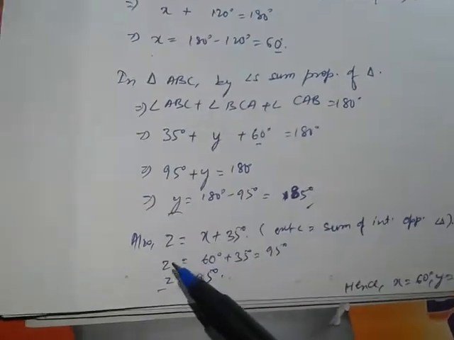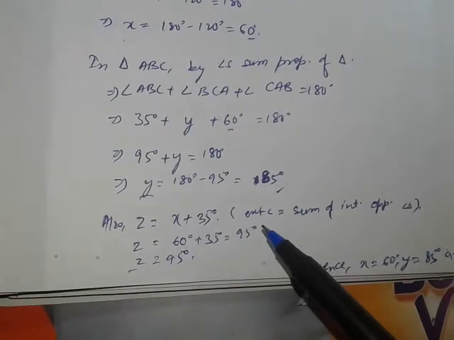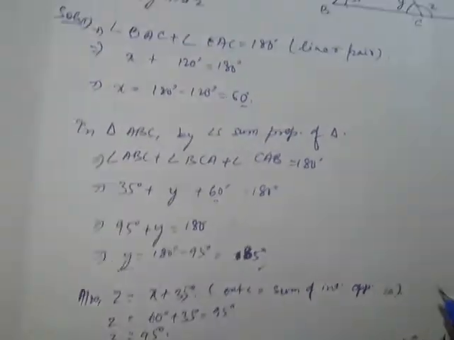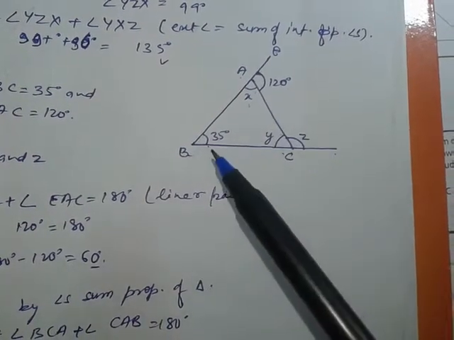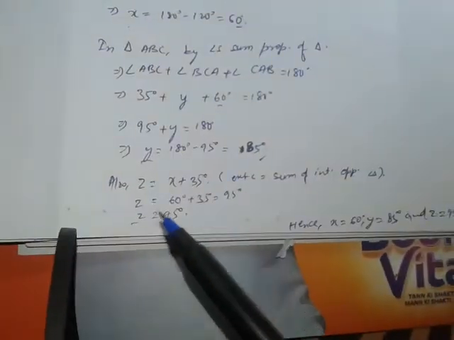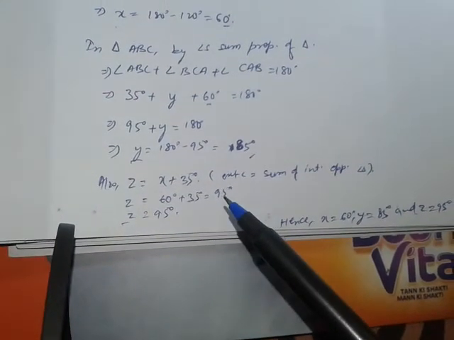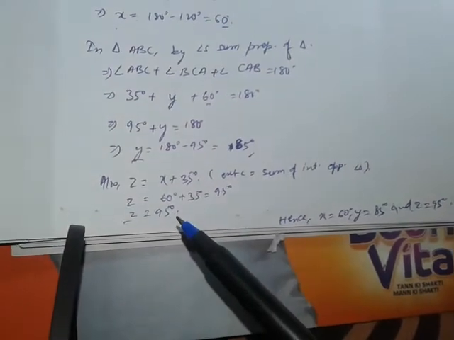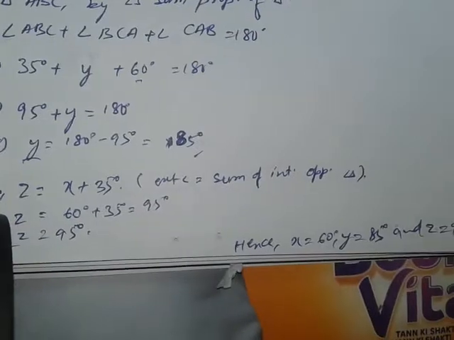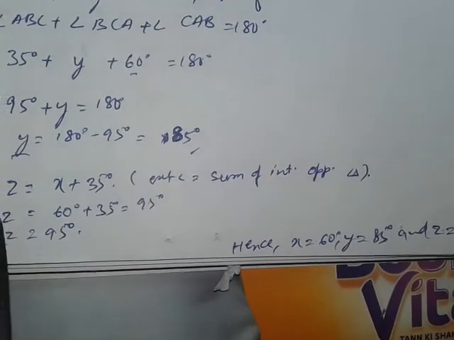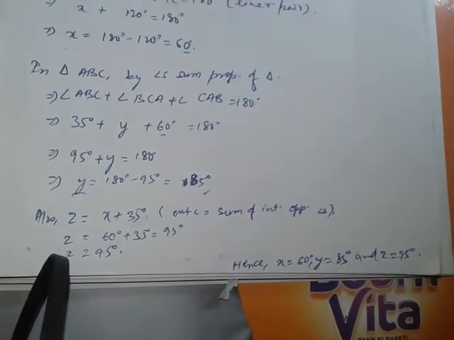Now for z, z equals x plus 35 degrees. How? Exterior angle equals the sum of the interior opposite angles. You look, angle z equals x plus 35 degrees. So I have written here z equals, I have given the value of x, that is 60 degrees. Then we add here, this becomes 95. So z equals 95. So hence x equals 60 degrees, y equals 85, and z equals 95. This is the solution of question number 13.